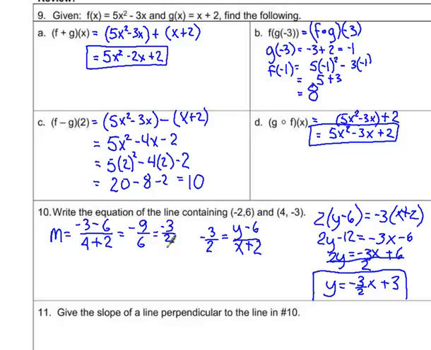The next is a simple problem. It says, give the slope of a line perpendicular to the line in problem number 10. Well, in order for two slopes to be perpendicular, they have to be opposite reciprocals. And basically what that means is you take the slope and flip it and change the sign. So the slope of a perpendicular line to the problem in number 10 is simply positive 2 over 3. There is your answer.